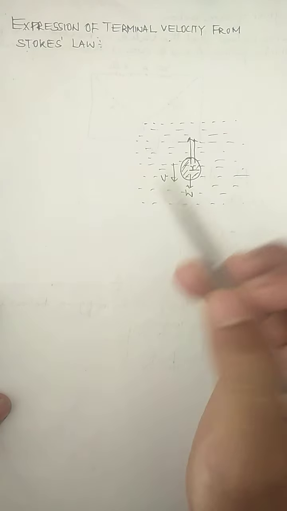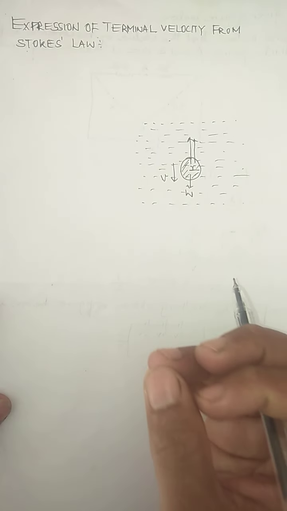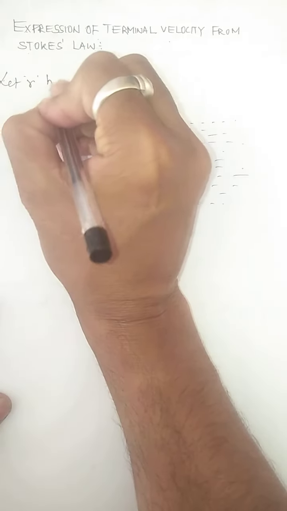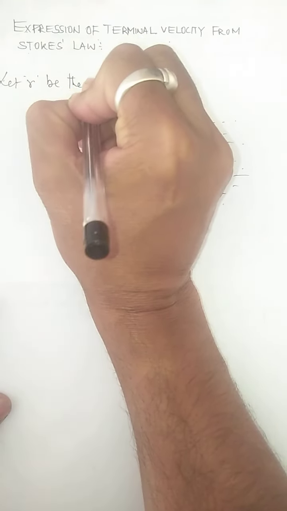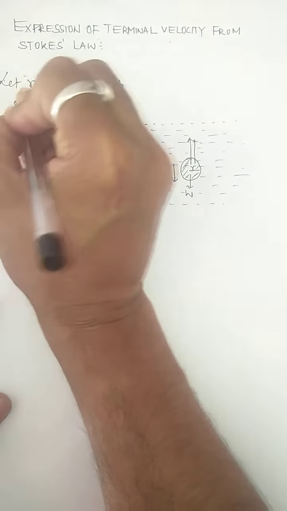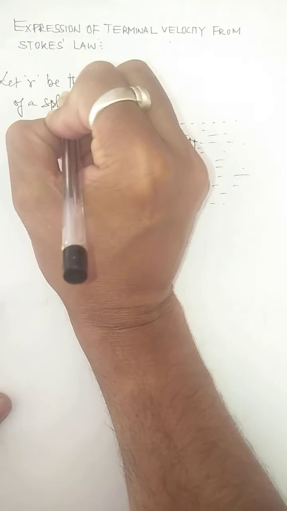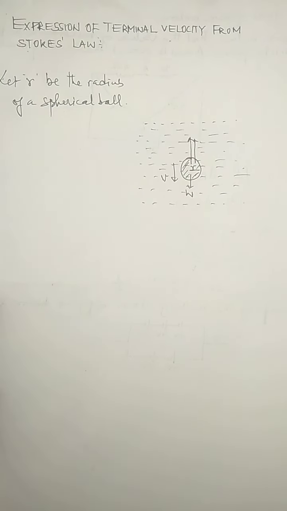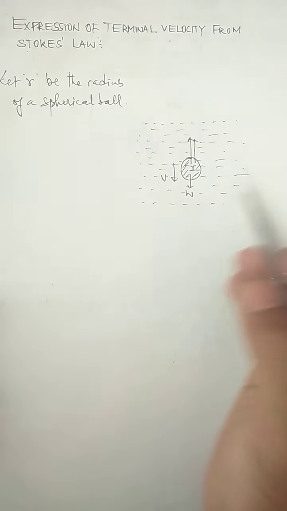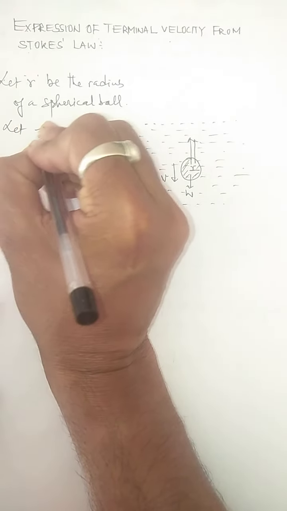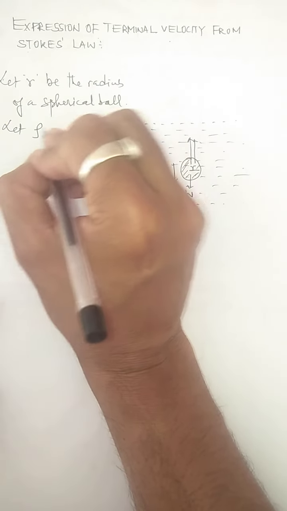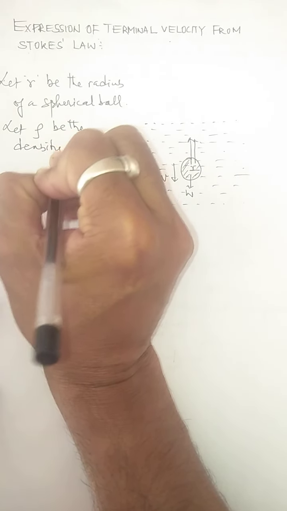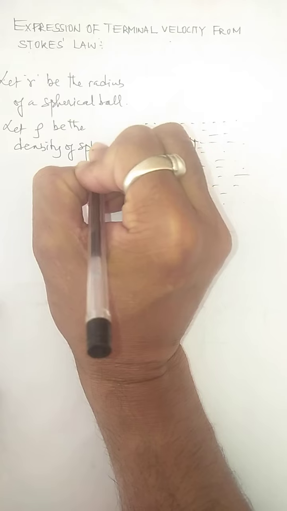Now the ball which we are taking is a spherical ball having a certain radius, and that radius I consider as r. So I write down, let r be the radius of the spherical ball. This spherical ball also has a density, and that density I consider as rho. Look at the symbol we are using: rho is the density of the spherical ball.